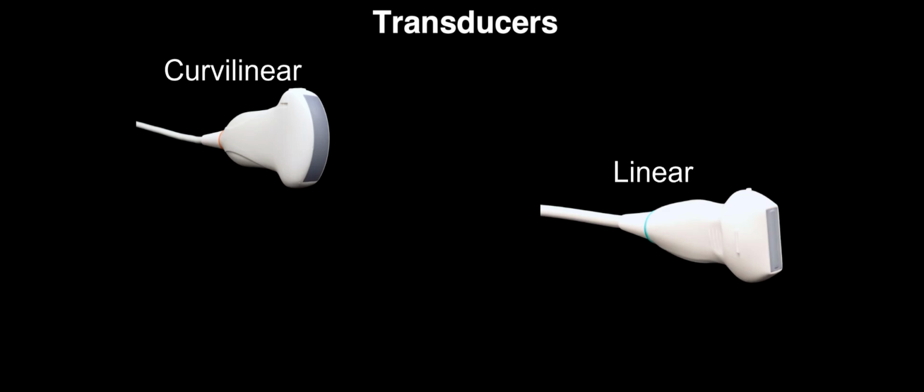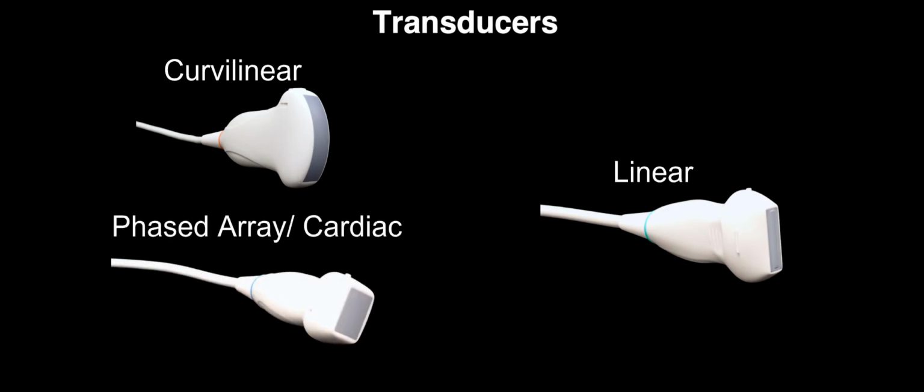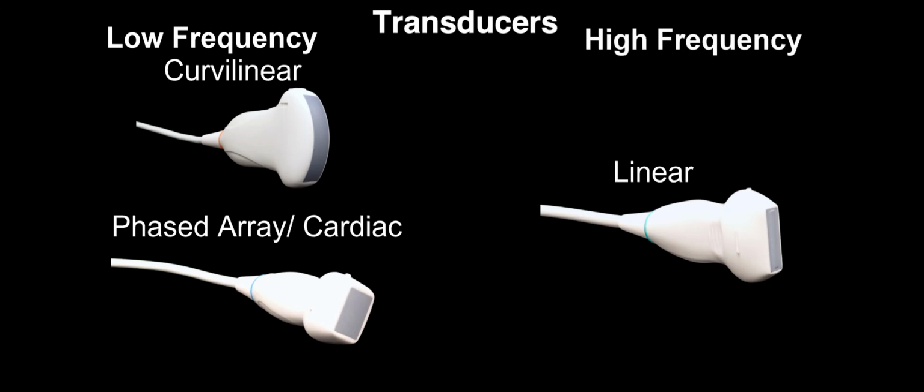Ultrasound transducers. Manufacturers produce many types of transducers. The common transducers, and the ones used in this course, include the curvilinear probe, the linear probe, and the phased array. While the frequency of each transducer may vary by manufacturer, in general the curvilinear and phased array transducers are low frequency, and the linear transducers have a higher frequency.